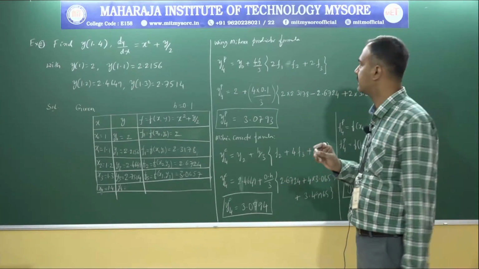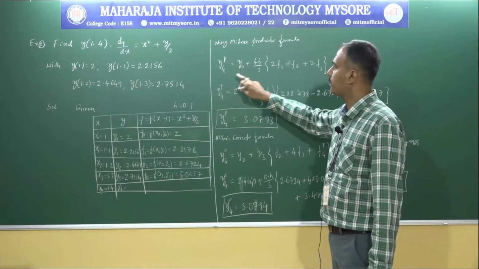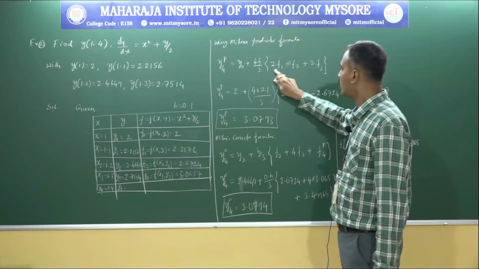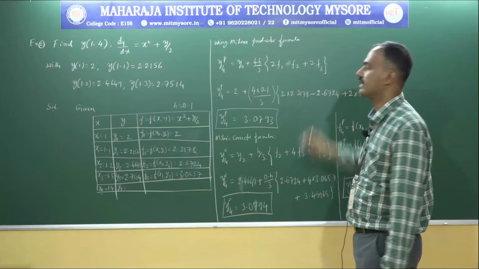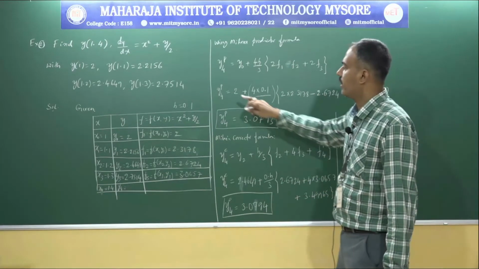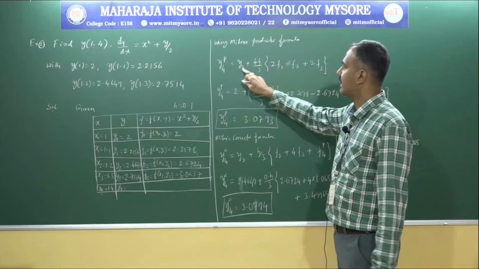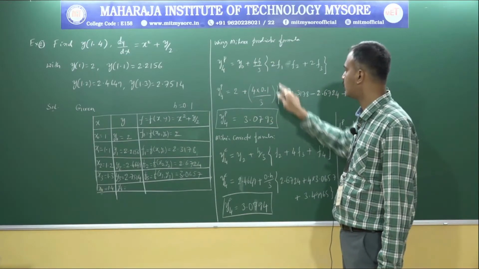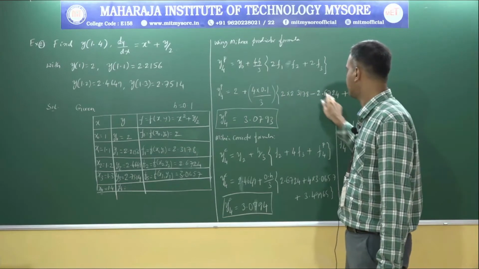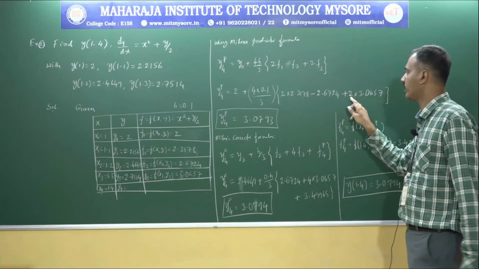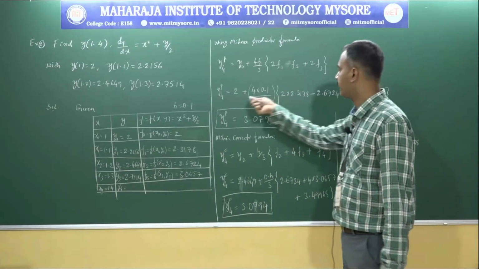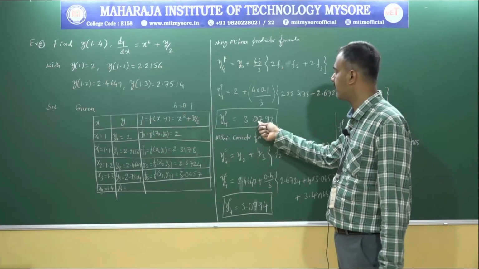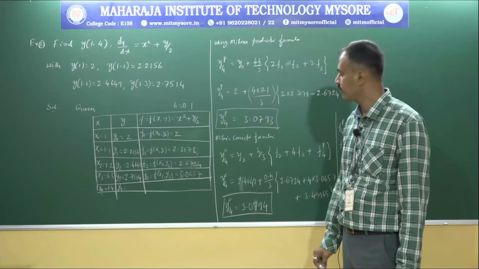With the help of the predictor formula, we have y4p is equal to y0 plus 4h by 3 times 2f1 minus f2 plus 2f3. Now for y4p, substitute the data: y0 is 2, 4, h value 0.1, denominator 3, then f1, f2, f3 substituted, and 2 is a constant. With the help of the calculator, after the simplification, we get y4p is equal to 3.0793.